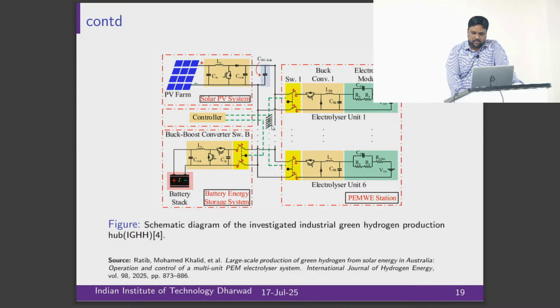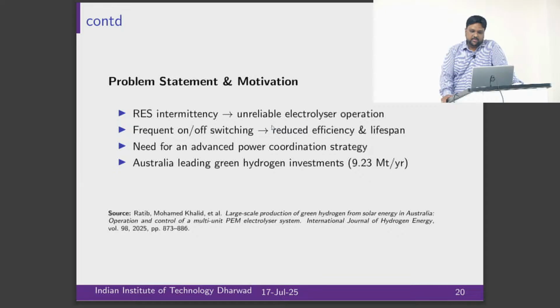So they call it an industrial green hydrogen production hub. Details you will find in this paper also. So what is their problem statement? Because renewable energy, as I told, is intermittent and highly fluctuating in power. If you don't coordinate the electrolyzers properly, that fluctuating power might directly impact the hydrogen production or sometimes damage the hydrogen electrolyzer.